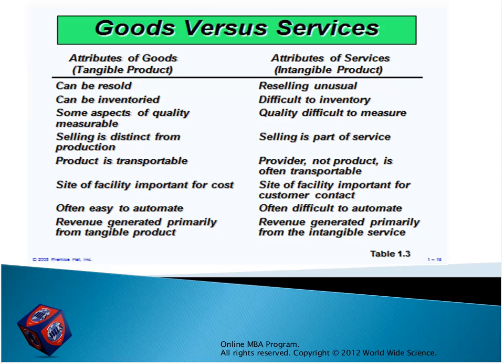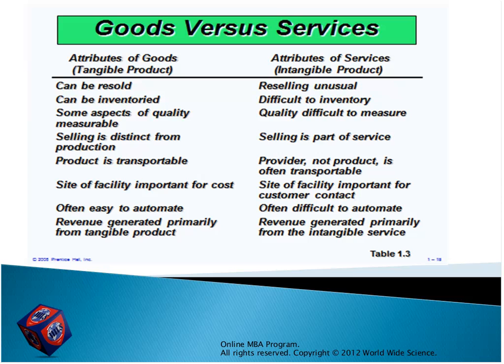Selling is part of service, provider, not product, is often transportable. Provider is transportable. Site of facility important for customer contact, often difficult to automate. Revenue generated primarily from intangible services. Okay, it's clear, and as you can see, these attributes refer to tangible or intangible.